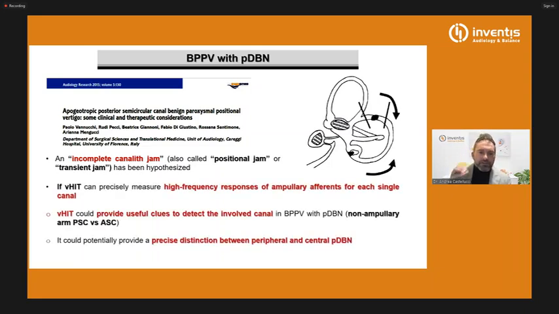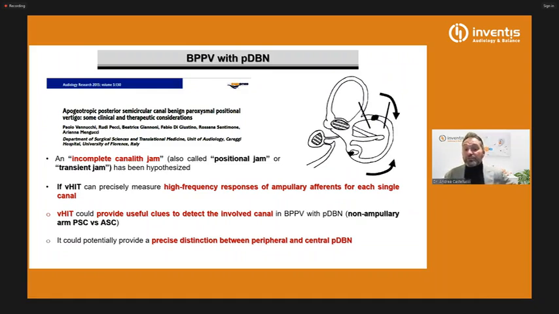So if the video head impulse test can precisely measure the high-frequency response of ampullary afferents for each single canal, probably the video head impulse test could provide useful clues to detect the involved canal in BPPV with persistent positional downbeat nystagmus. So non-ampullary arm posterior canal BPPV or anterior canal BPPV.